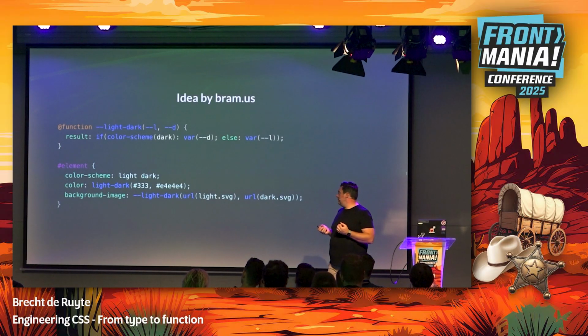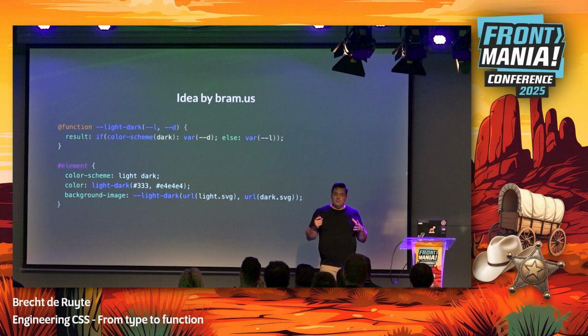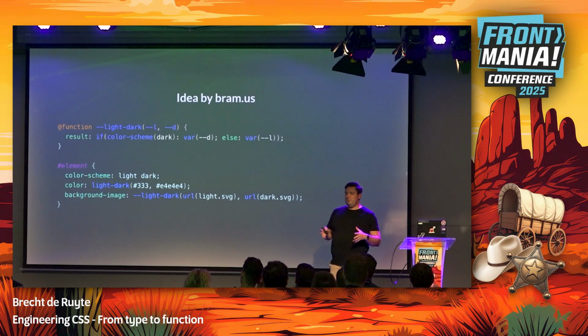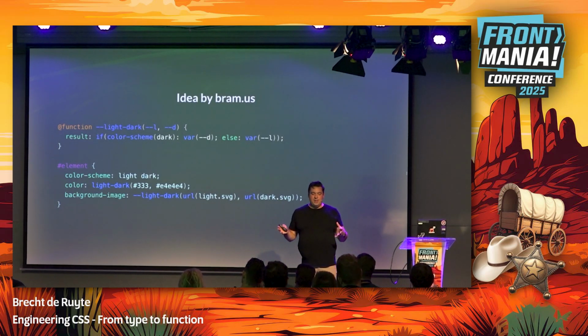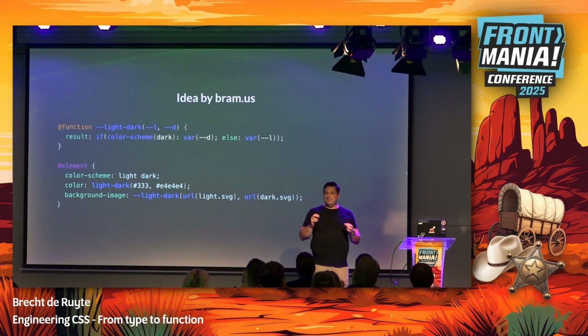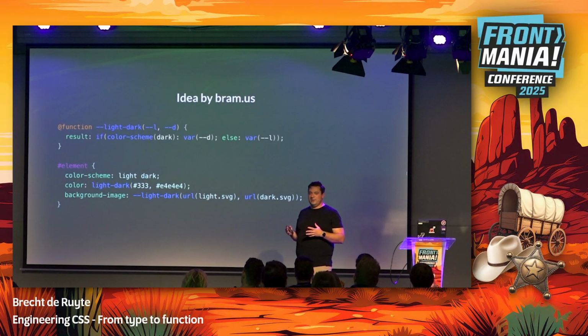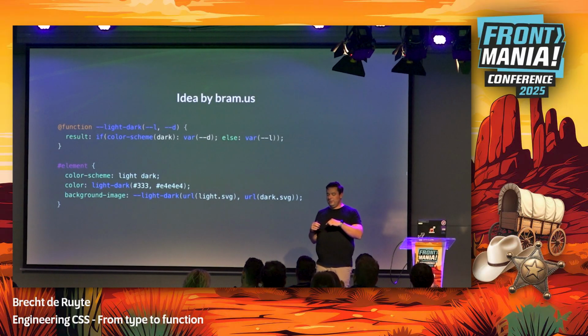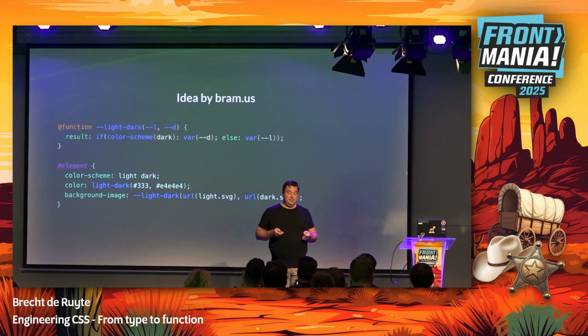And another cool idea that I saw from Bramus recently, which I think is a really fun one. We already have the light-dark function in CSS, but it's only been used for colors. What if you have a background and you want to change that? Well, by using a function, you can create your own little light-dark function. You can check inside of that function if a color scheme is dark, return the one, or otherwise return the other. So you have your own little two inputs for, like, a light or a dark SVG. It just goes into the function, and it'll give you the right thing based on your color scheme, which I really like.